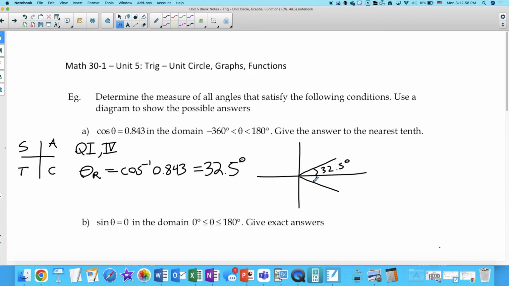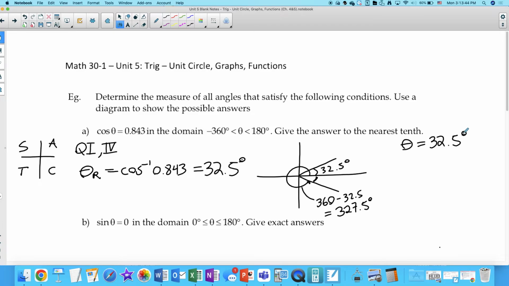So what I personally would do is this one's 32.5. Forget about this initially. Don't worry about it. This guy over here is going to be 360 minus 32.5. So this angle is 360 minus 32.5, which is 327.5. Exactly. So now I'm going to work with this domain. So the 32.5 degrees, that works.